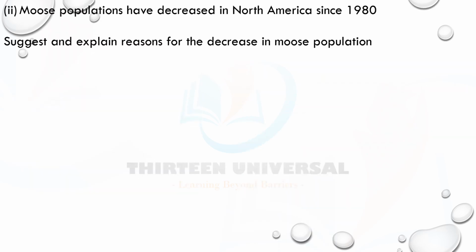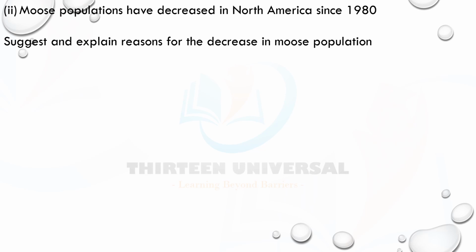Moose populations have decreased in North America since 1980. Suggest and explain reasons for the decrease in moose population. This is asking you for threats to biodiversity. What are the things that threaten biodiversity? Number one, of course, is climate change, because we're talking about climate here. Climate change can affect it. They're not able to survive at extreme temperatures.